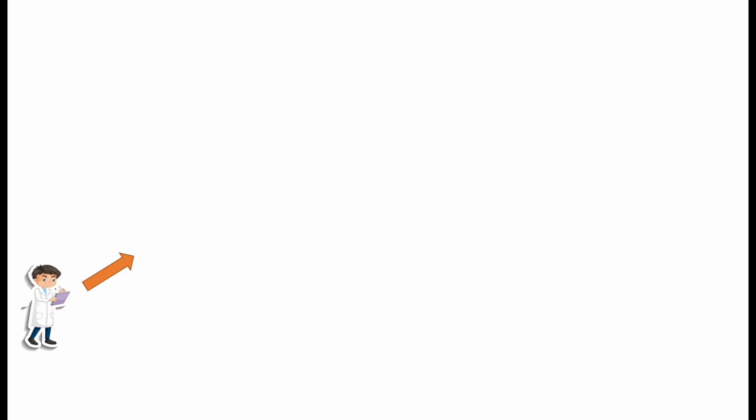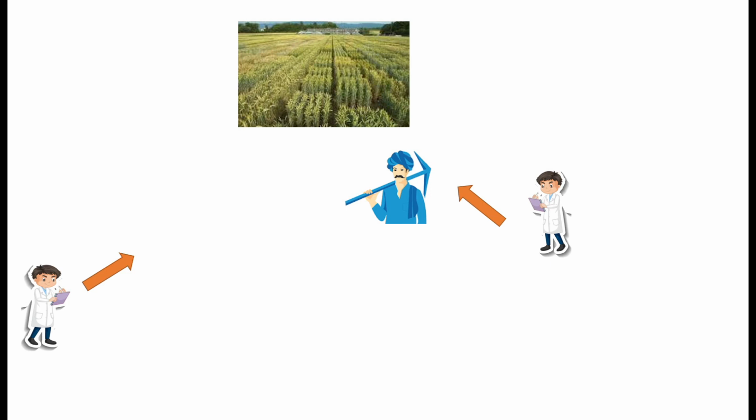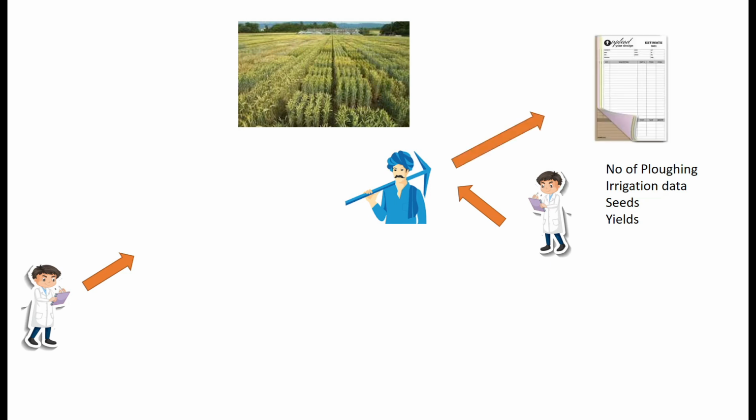For example, a manager sends their research officer to the crop field, for example this wheat crop field, to interview different farmers for collecting data. For example, the first research officer goes to this farmer and asks about the number of plowings they used, the irrigation data, how many irrigations were required during the crop, which seed they use, and the approximate yield per acre. Whatever the farmer replies, he notes down on his own survey questionnaire.